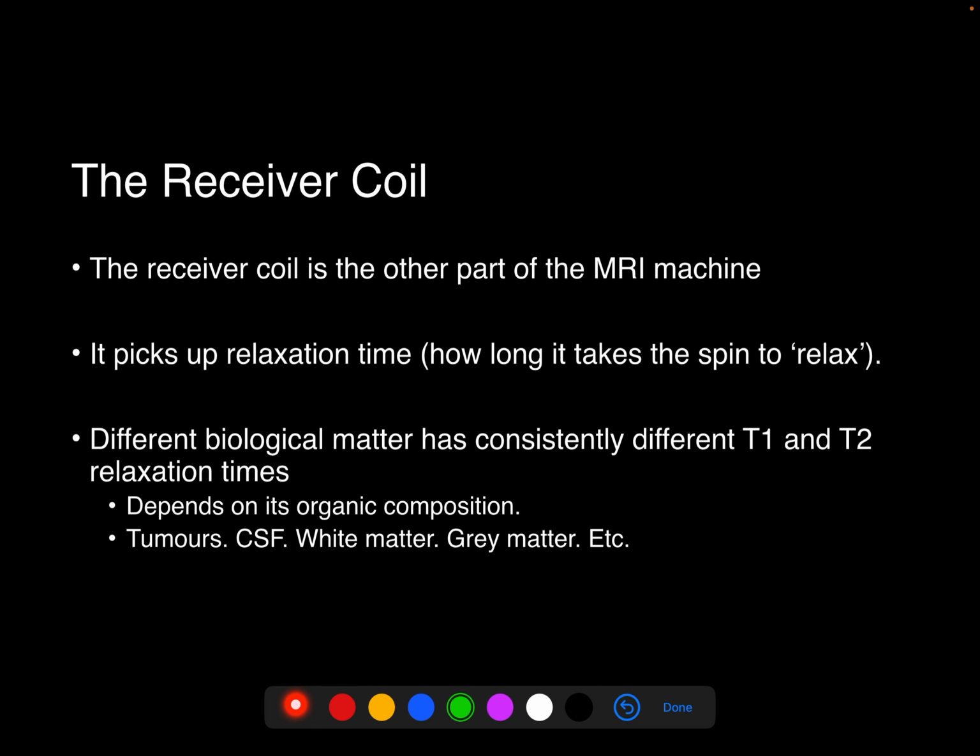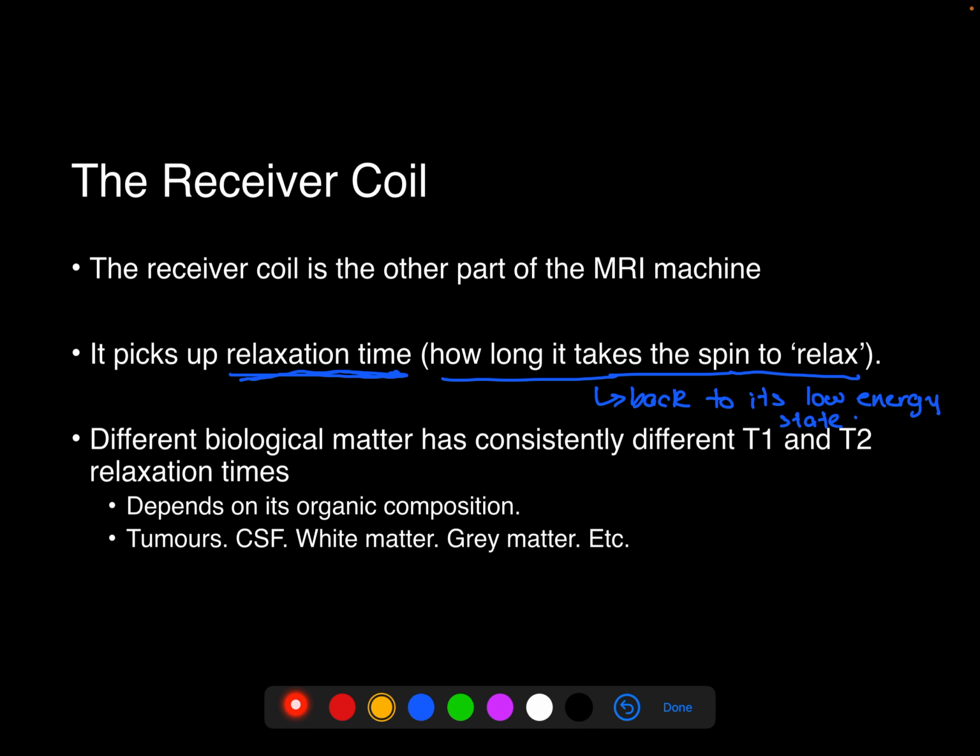So how does the MRI machine pick up these relaxations? Well, there's something called a receiver coil in the MRI machine. The MRI machine, apart from its magnetic field, is just one big receiver coil. What the receiver coil does is it picks up the relaxation time. And the relaxation time is defined as, in simple words, how long it takes the spin to relax back to its low energy state.